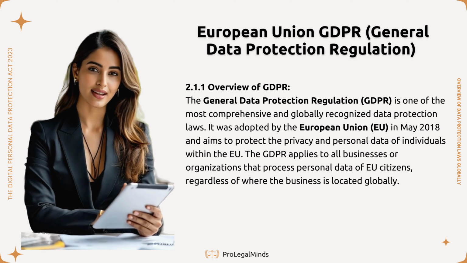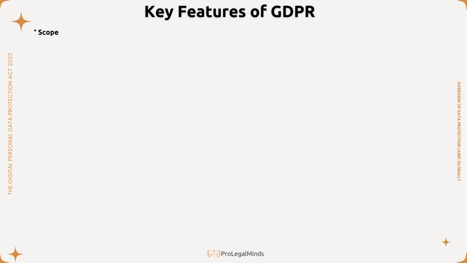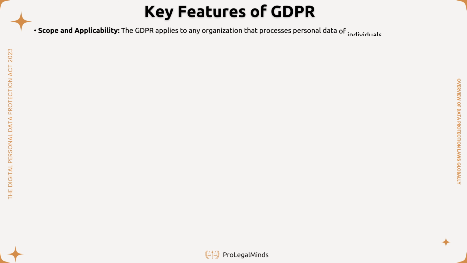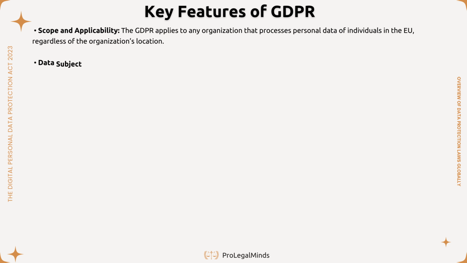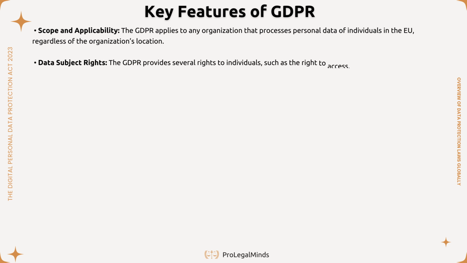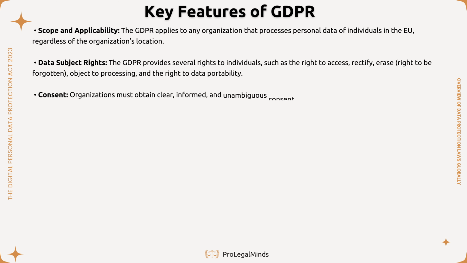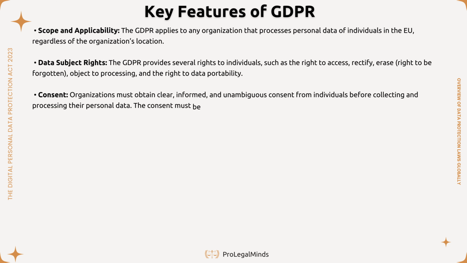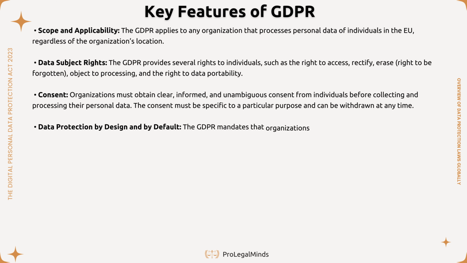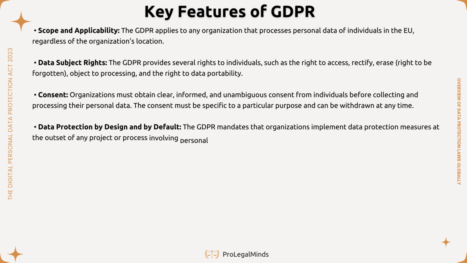is located globally. Key features of GDPR: scope and applicability. GDPR applies to any organization, public or private, that processes personal data of individuals in the EU. This applies regardless of whether the organization is based in the EU or not. This broad scope has made GDPR the gold standard for data protection regulations worldwide.